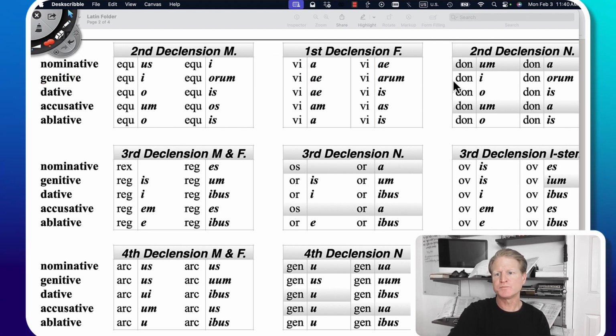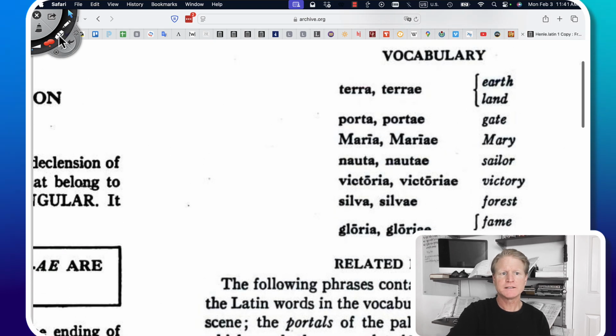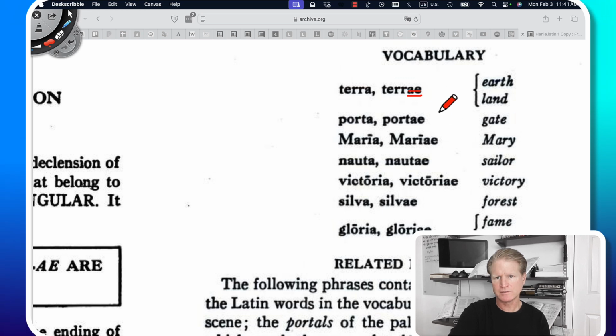So if we go to Mr. Henle's book, here we have terra, terrae. So here's the genitive ending right here. If we drop the genitive singular, we'll end up with the stem, which is terr. Porta, portae, the stem is port. Maria, mariae, the stem is mari. Nauta, nautae, the stem is naut. Victoria, victoriae, the stem is victori. Silva, silvae, the stem is silv. Gloria, gloriae, the stem is glori. And that's it for exercise 1.